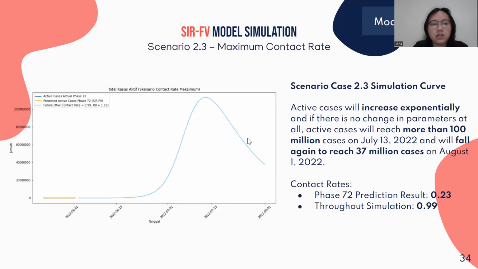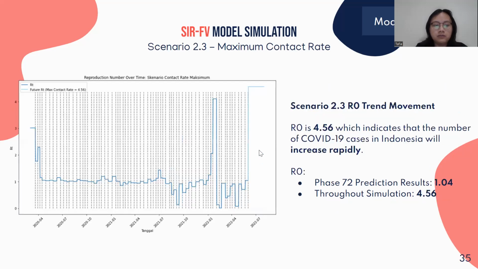Then manipulate the contact rate using the largest contact rate of 72 phases with a 330% increase in the contact rate. The trend of active cases in Indonesia will increase sharply until August 1st, 2022. In this case, R0 is greater than 1, which means there is an increase in cases. In the scenario, active cases will increase exponentially, and if there is no change in parameters at all, active cases will reach more than 100 million cases on July 13, 2022, and will fall again to 37 million cases on August 1st, 2022. As soon as the contact rate rose significantly, we could generate a new wave with a narrow time difference. In this scenario, R0 is 4.56, which indicates that COVID-19 cases in Indonesia will increase rapidly.